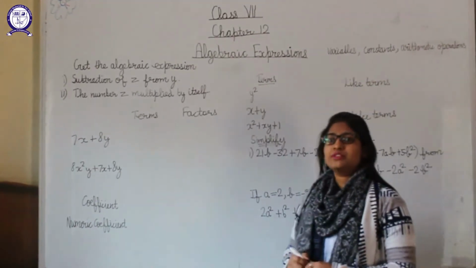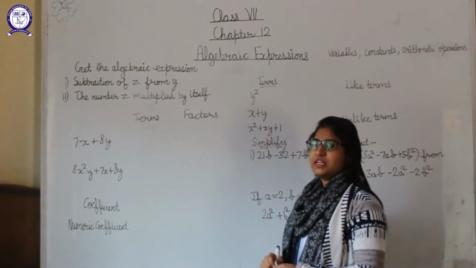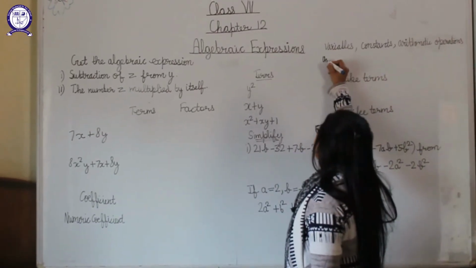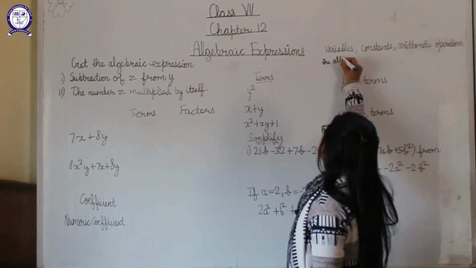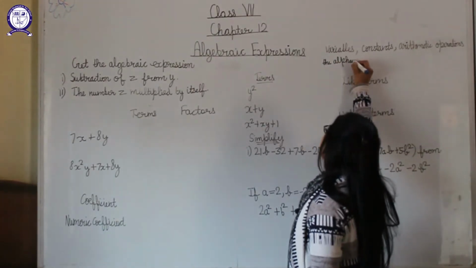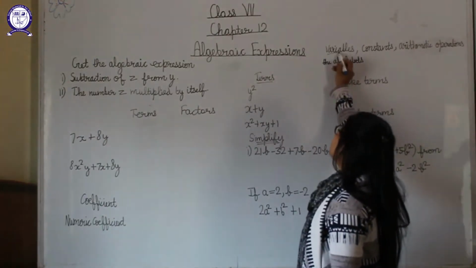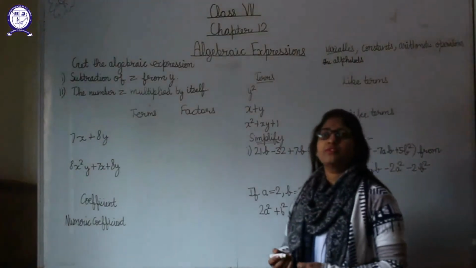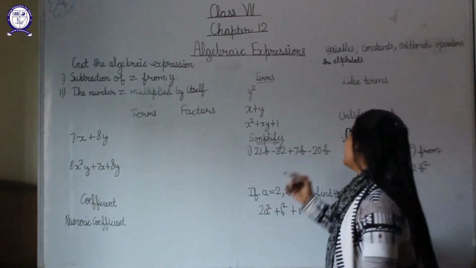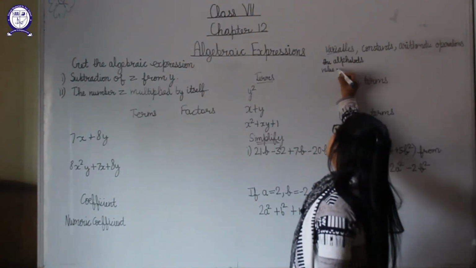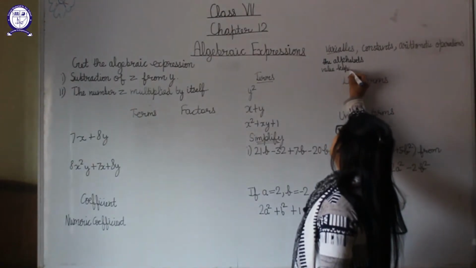What are the variables, students? You have studied in your earlier classes also. The alphabets we use are the variables. And why are they called variables? The word variable comes from the word vary. Okay, and vary means keeps on changing, means the value keeps on changing.